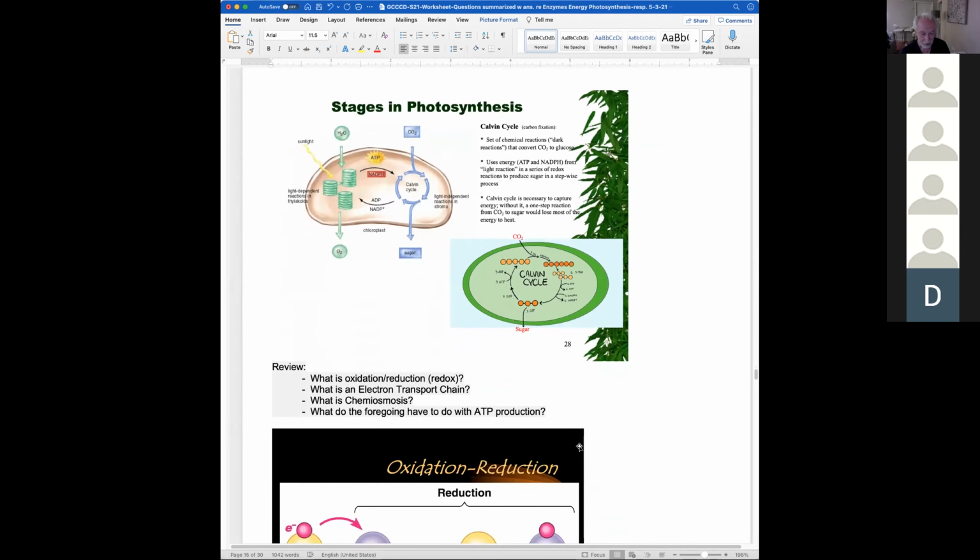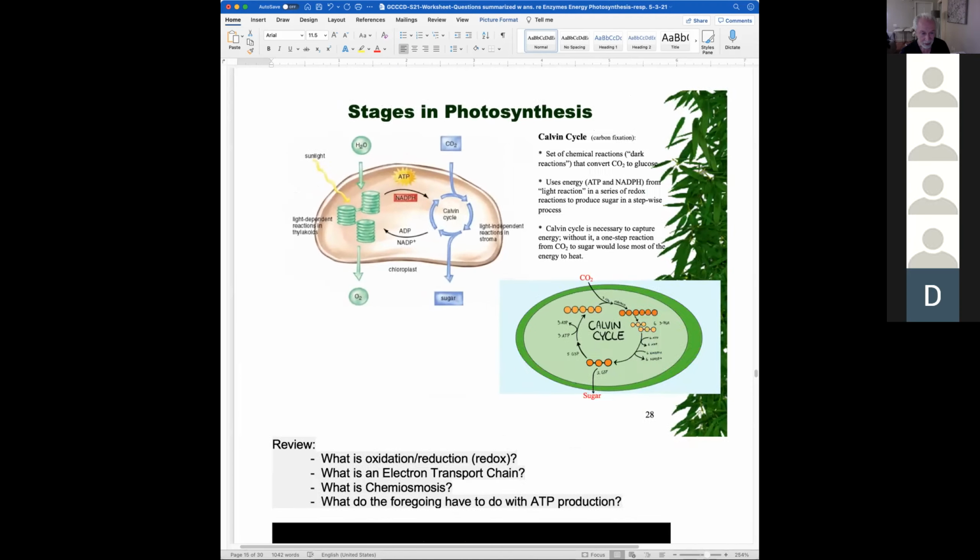All right, so let's focus in a little further now. Stages in photosynthesis. Well, at a gross level, if you're looking here at a chloroplast and you have the light reactions on the left, the dark reactions on the right, what goes into a chloroplast are water and carbon dioxide, and what comes out is oxygen and sugar, usually glucose.